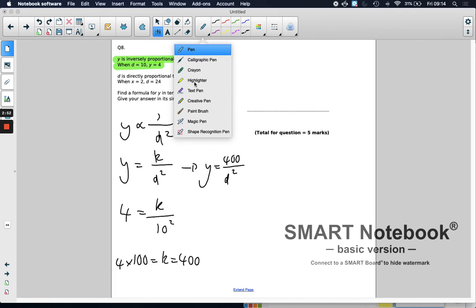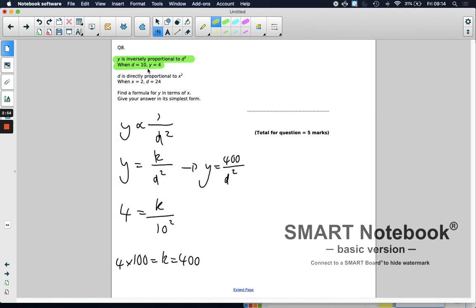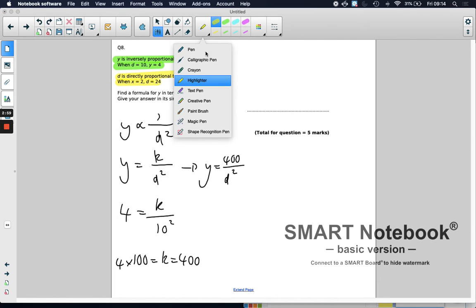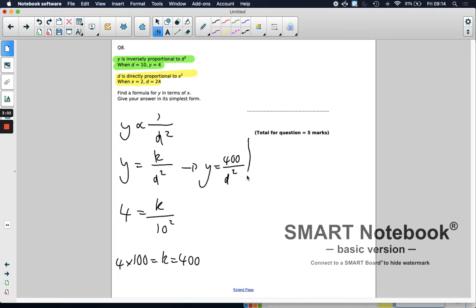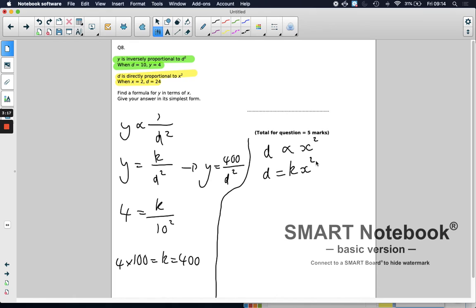Now, let's look at the next step. I'm told that d is also directly proportional to x squared. So, d is directly proportional to x squared. When x is 2, d is 24. Because it's directly proportional, d is k lots of x squared. So 24 equals k lots of 2 squared. Just substituted our values in.